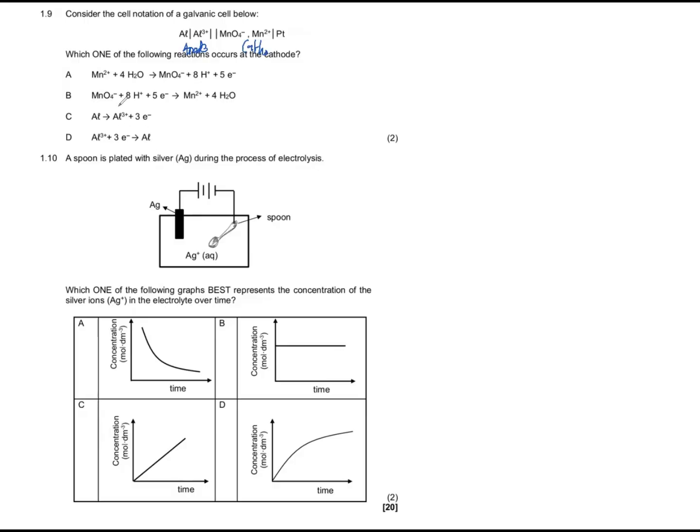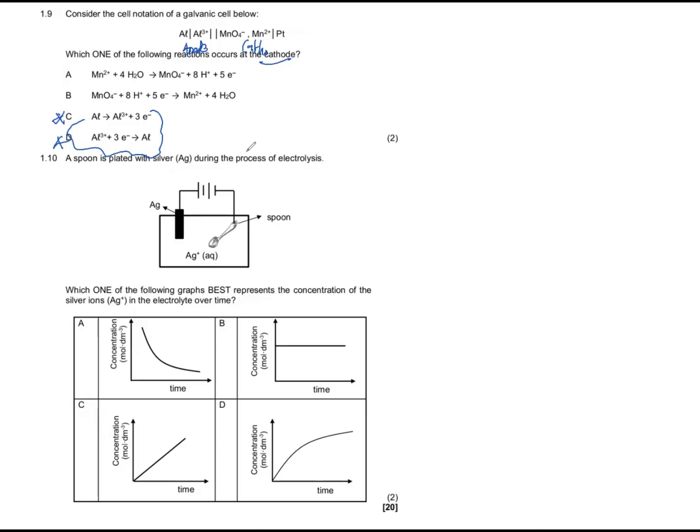Now we know that it can't be this one because it doesn't include all. Okay, so we have Mn2 plus. Let's look at, okay, so C and D. Now this is out of the picture because we are talking about the cathode, and this has mentioned things that are in the anode. So we're not even going to look at that. Now it's a matter of looking at A and B. So I think it's just a matter of notation here, right? It's a matter of notation. So which one of the following reactions occurs at the cathode?